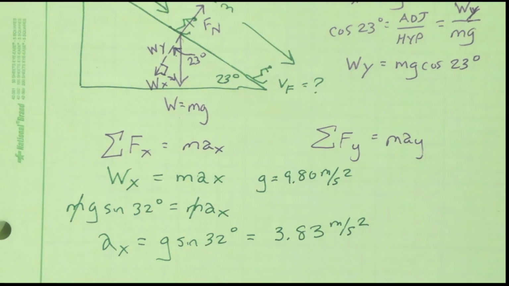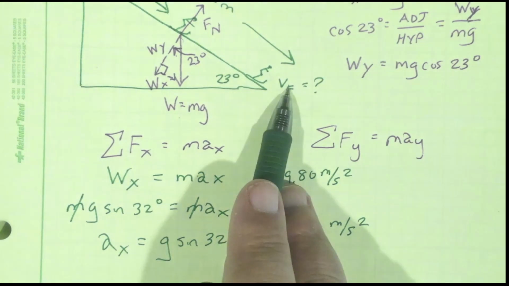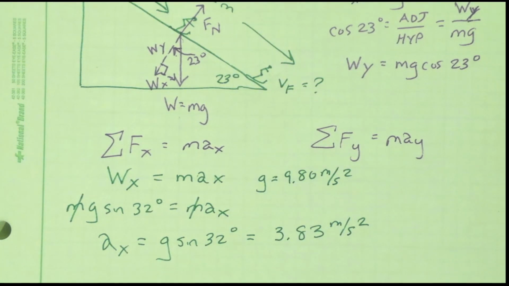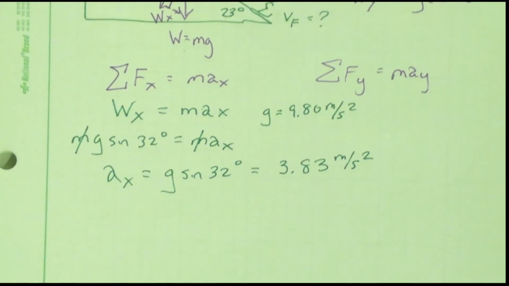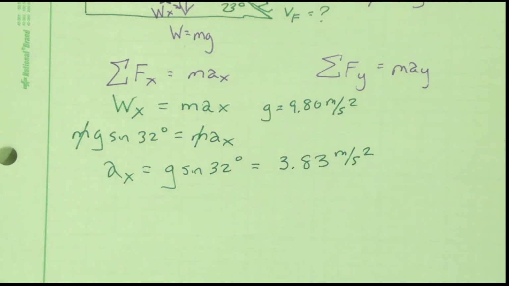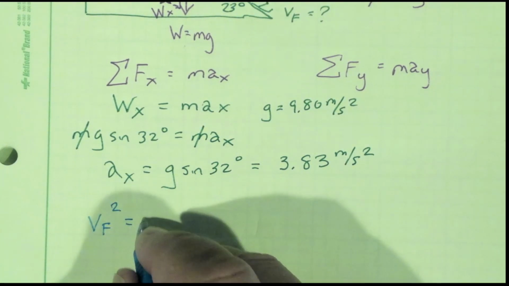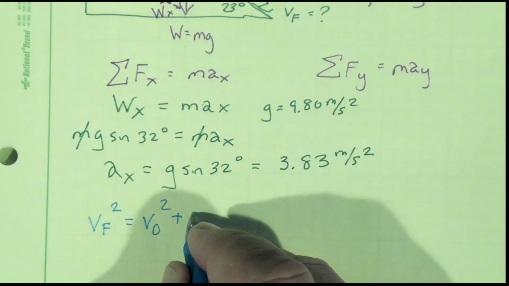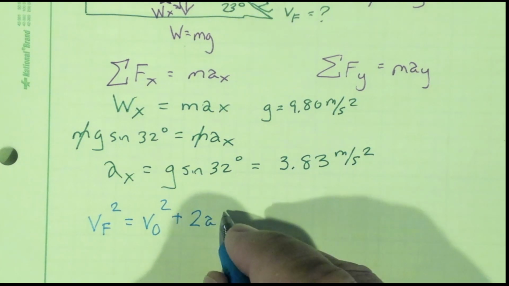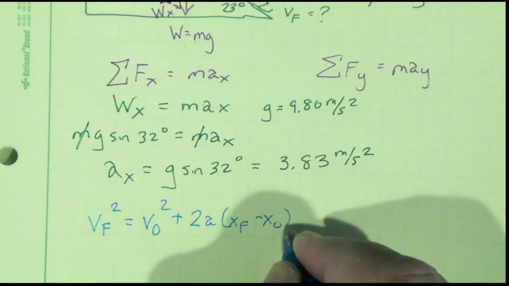Now, the reason we wanted to find this acceleration is so that we could find the final velocity. Now, we are not given information about time. We are not told how long it takes her to go down the slope. That is, in fact, something that we are asked to find later. So we turn to the kinematics equation that does not involve time. Kinematics equation number 3, which involves the final velocity squared, the initial velocity squared, plus 2 times the acceleration times the displacement.